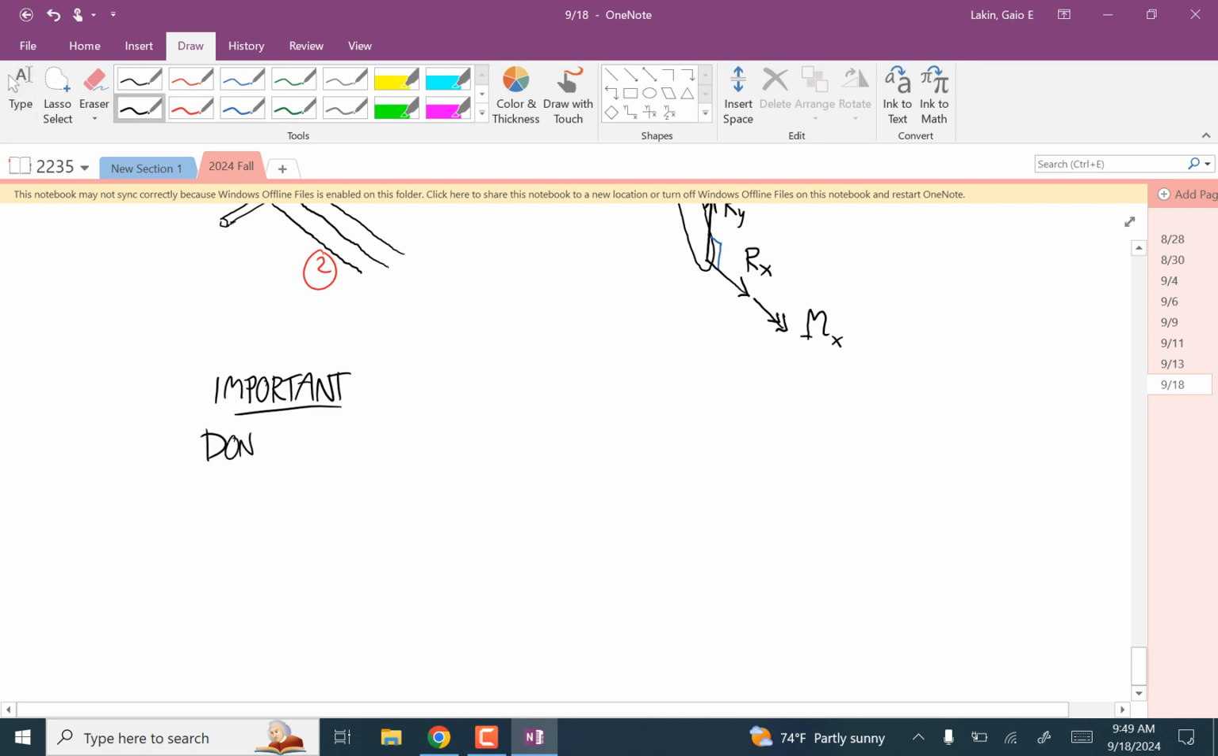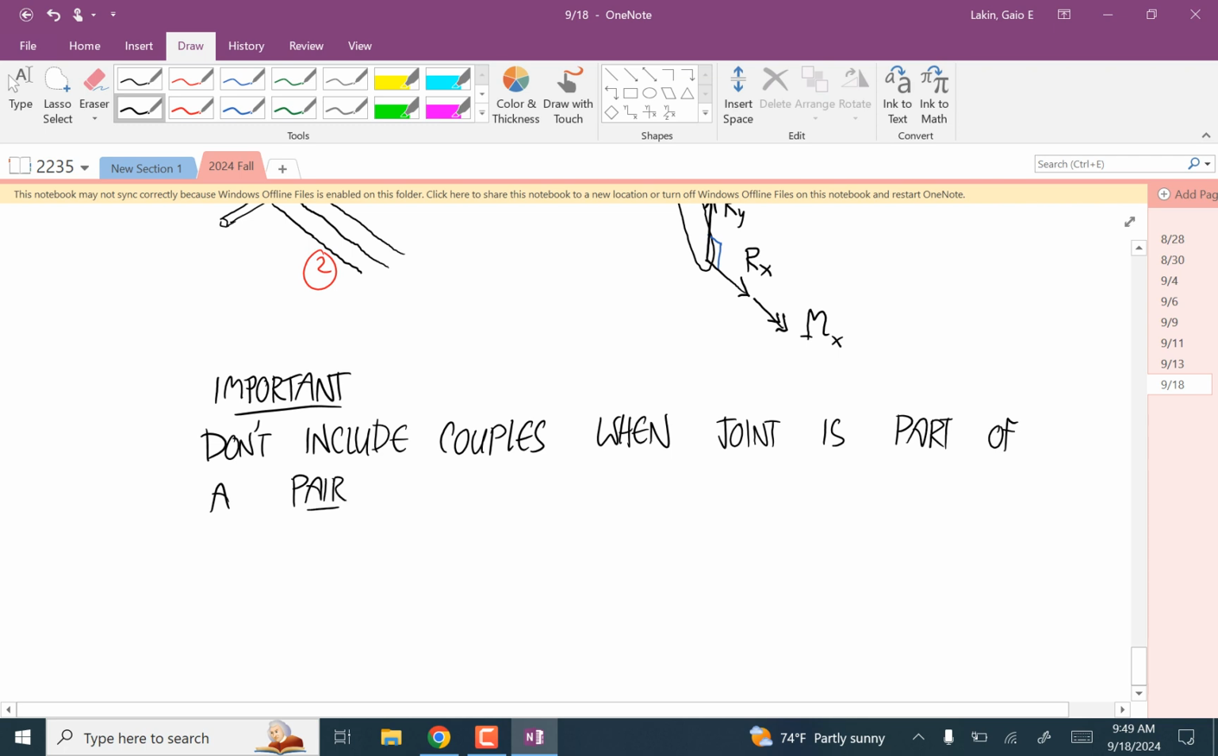So don't include the couples when the joint is part of a pair of coaxial pins, sharing an axis.